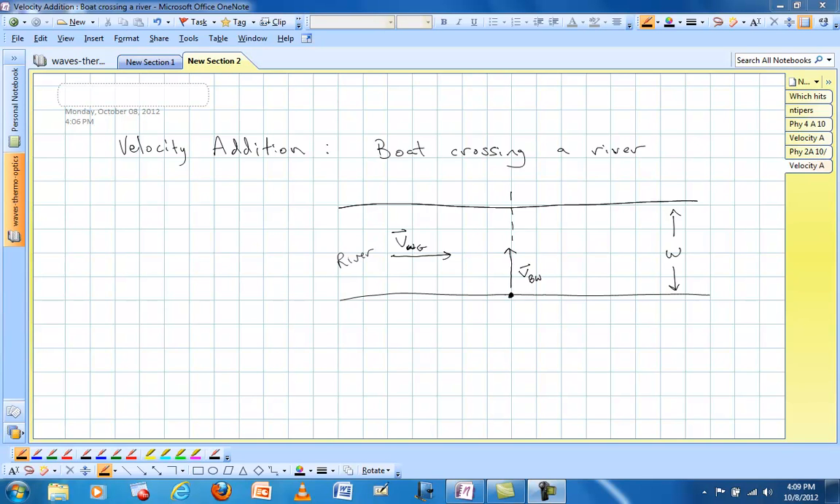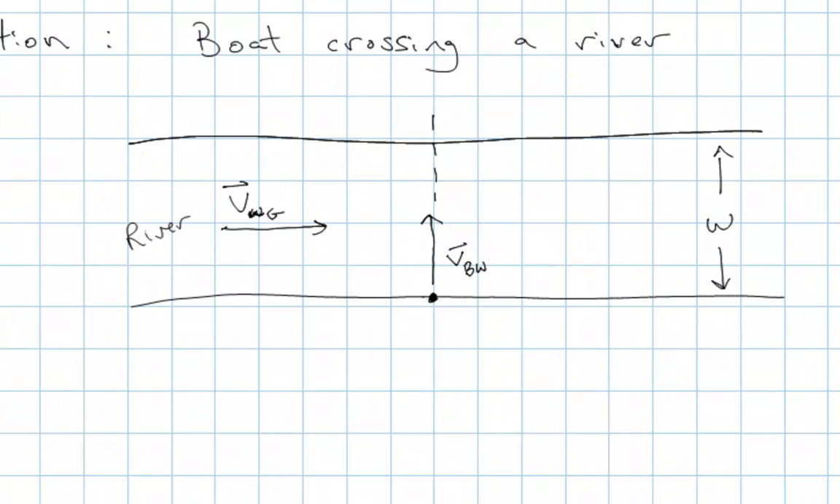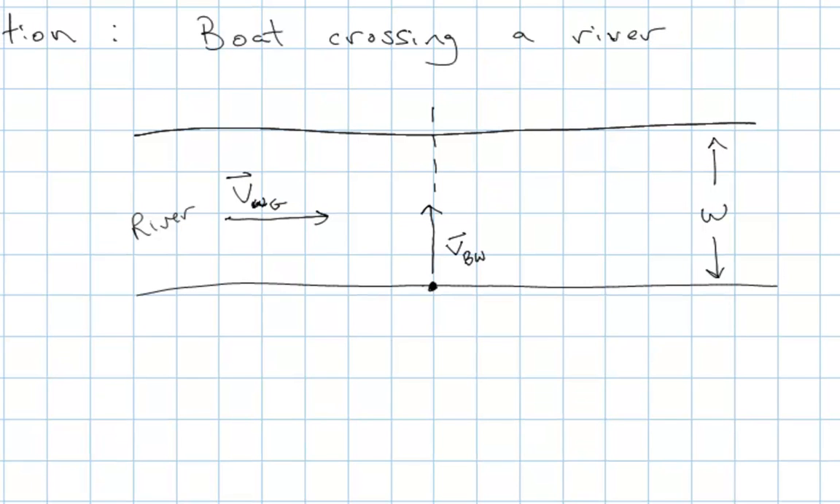This is a very typical velocity addition problem, a boat crossing a river. The river has a certain speed, the water has a certain velocity, VWG, the velocity of the water with respect to the ground, because that's how we would measure the velocity of the water, right? With respect to the shore or the earth or the ground. And the boat measures its velocity with what it's moving through, with respect to the water.